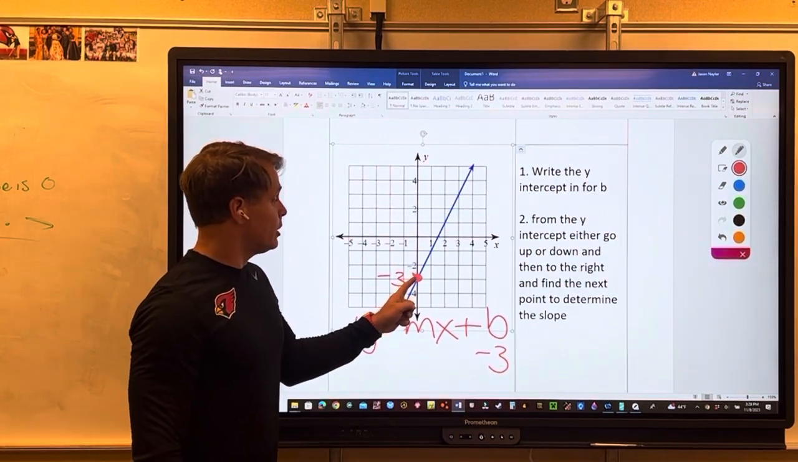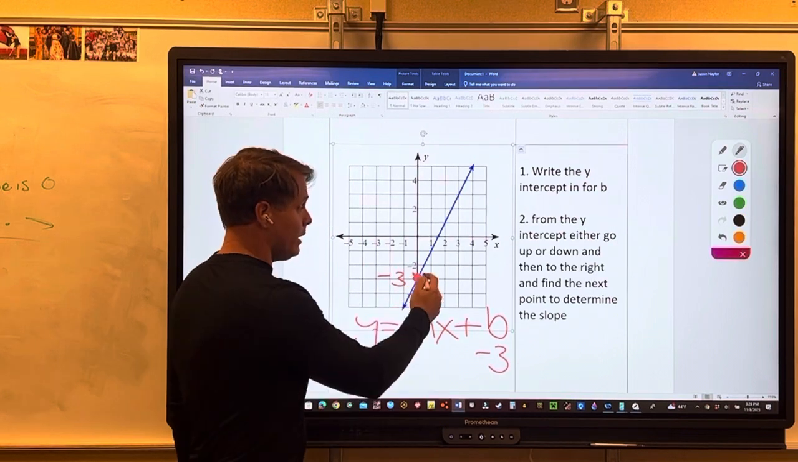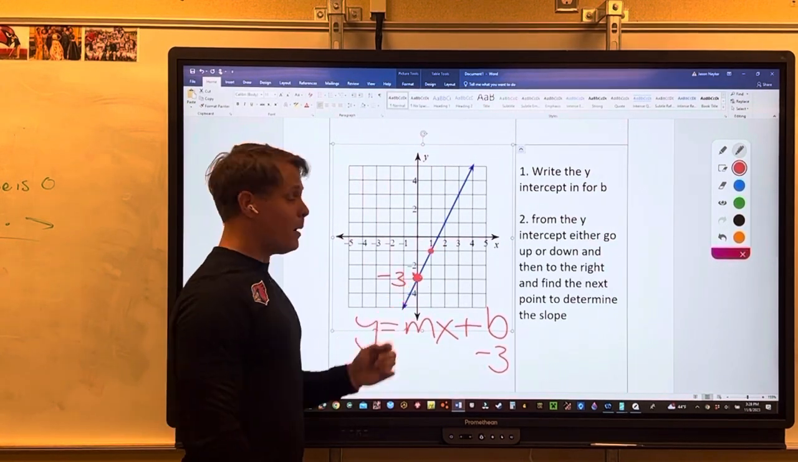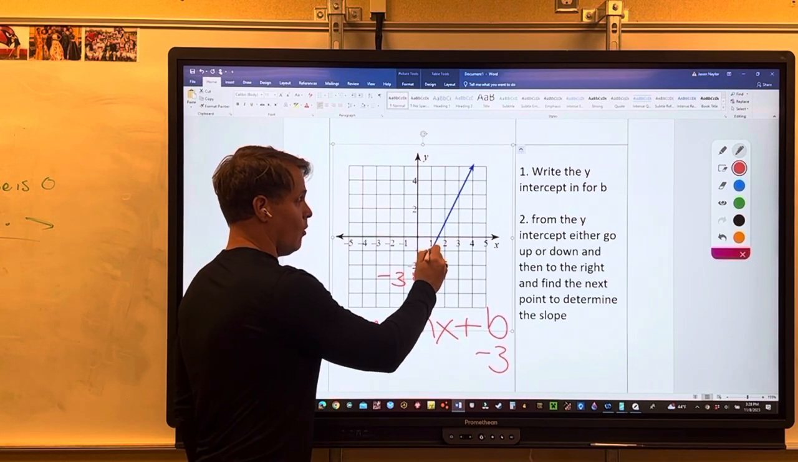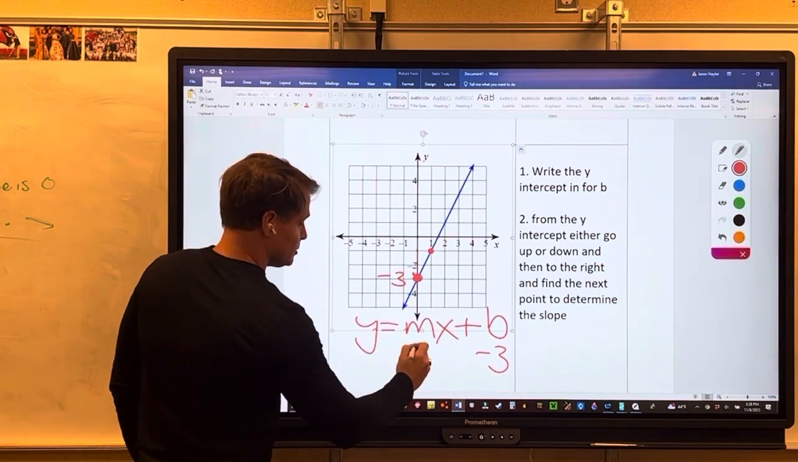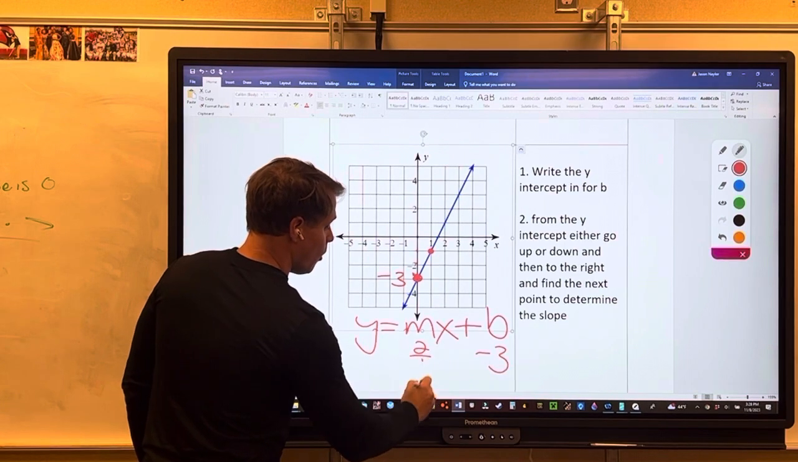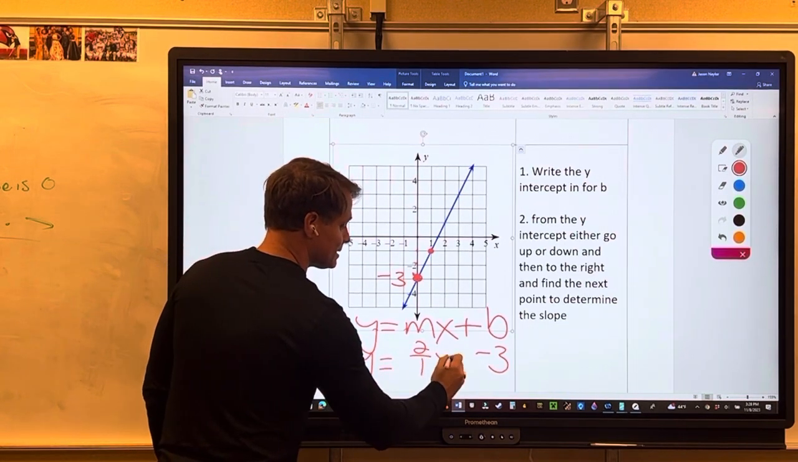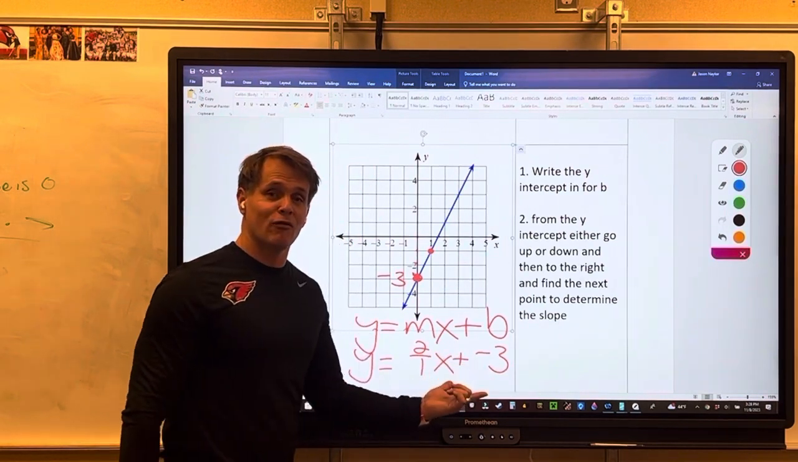Now from there, I'm going to go to the next point. The next point is right here. So I'm going to go up 1, 2, and over 1. So up 2 over 1 would be y equals 2 over 1x plus -3.